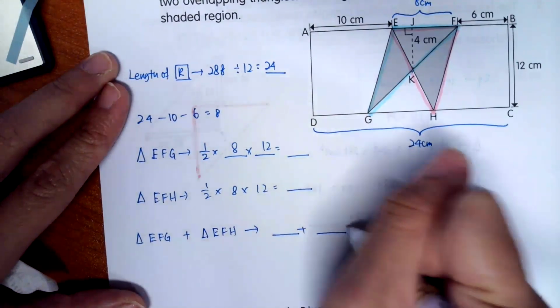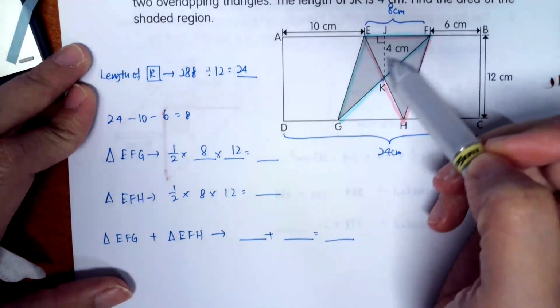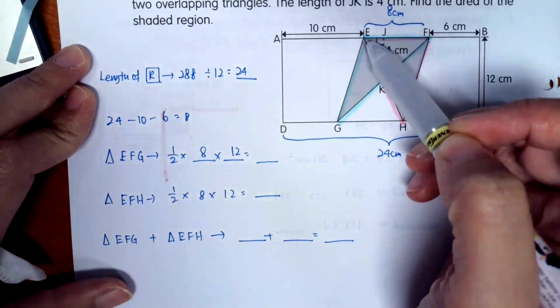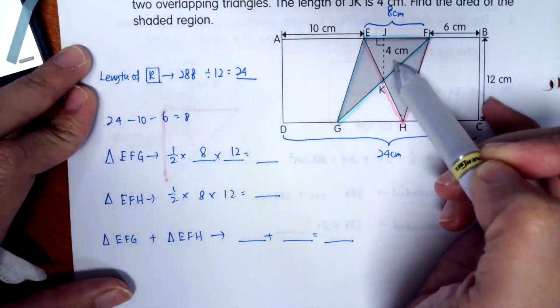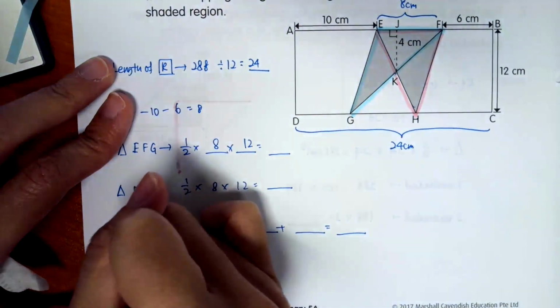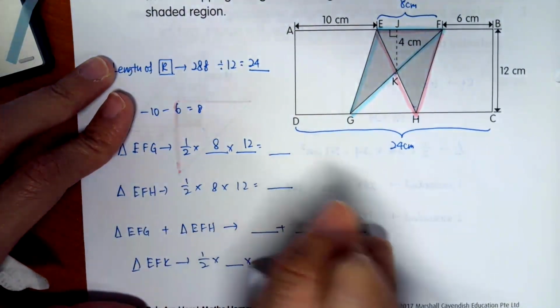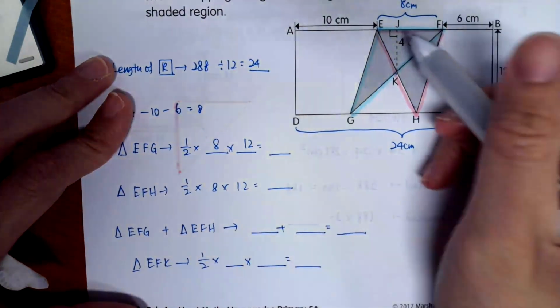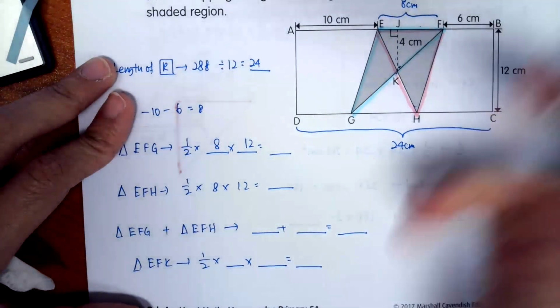But don't forget, we need to actually remove one set of triangle EFK because it was counted twice. When I took this plus this, it was counted twice. So I need to remove one set of it. So this set is actually the triangle EFK, which is also half times base times height. That will be half times 8 times 4.